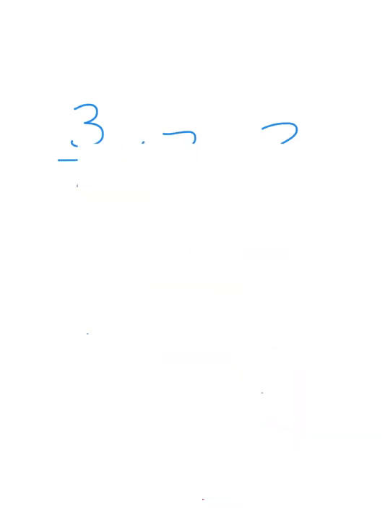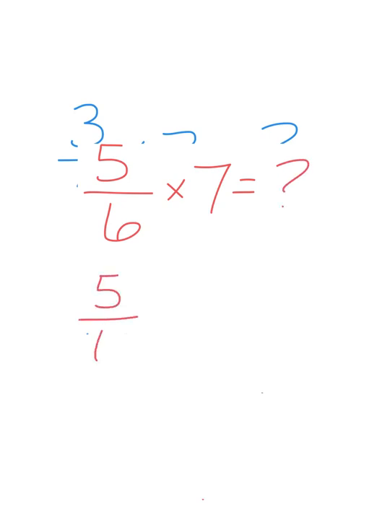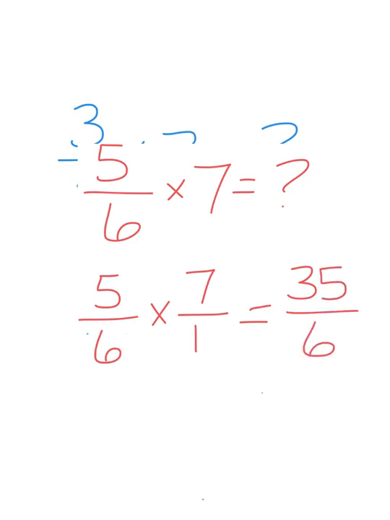All right, we'll do one more. So if we had 5/6 times 7, okay? So again, we're going to do 5/6 times 7 over 1 because we want 7 whole. 5 times 7 is 35, and 6 times 1 is 6.